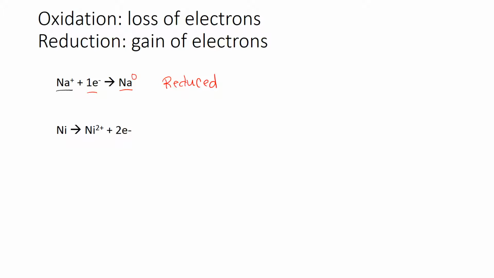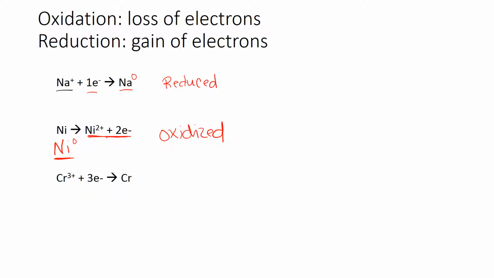Looking at our next example, we start with nickel, and remember, if we don't see a charge and it's not bonded with anything, we assume that that nickel has a neutral charge or no charge at all. And on our product side, we notice that we now have nickel that has a charge, and we have 2 electrons. So one way to think about this is that those 2 electrons have separated from your nickel. So therefore, the nickel that had an equal amount of protons and electrons in the beginning in our reactant side lost 2 electrons. So therefore, our nickel has been oxidized.